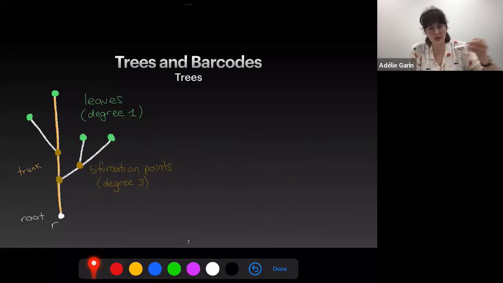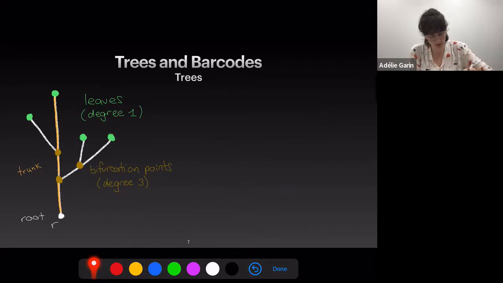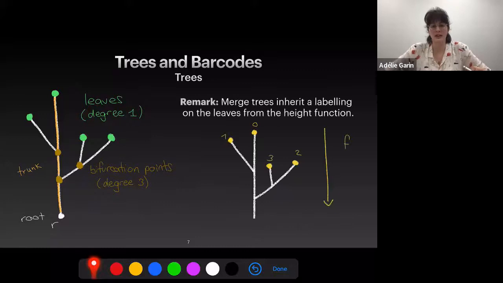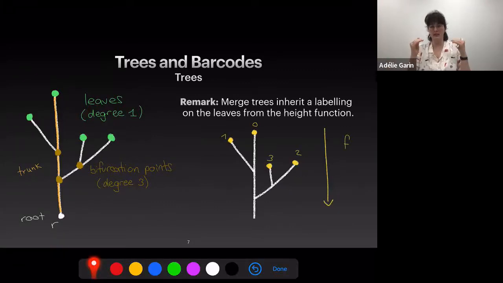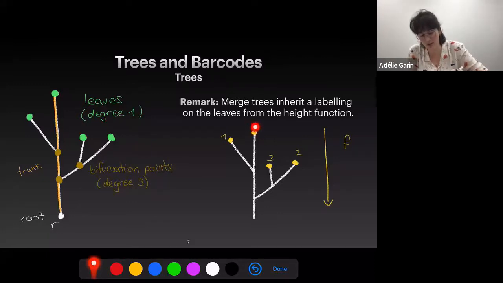So a merge tree, just again to have the terminology, the leaves are the vertices of degree 1. The bifurcation or internal nodes are the ones of degree 3 here. This is the trunk and this is the roots. And just a small remark, merge trees also inherit a labeling on the leaves, but this is really inherited from the height function. You can't give it any label on the branches. So here it would be 0 because it's the first one. So the trunk will always have 0, then 1, 2, 3 in the order they appear with this height function.